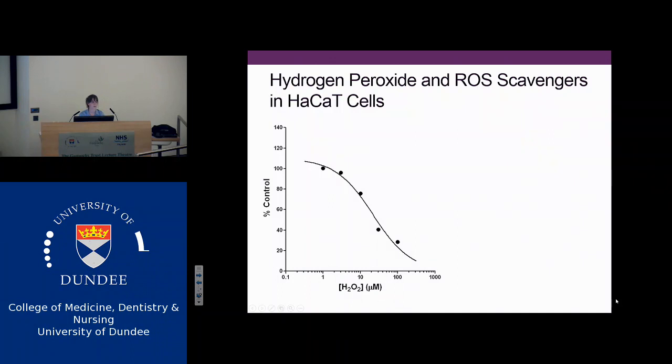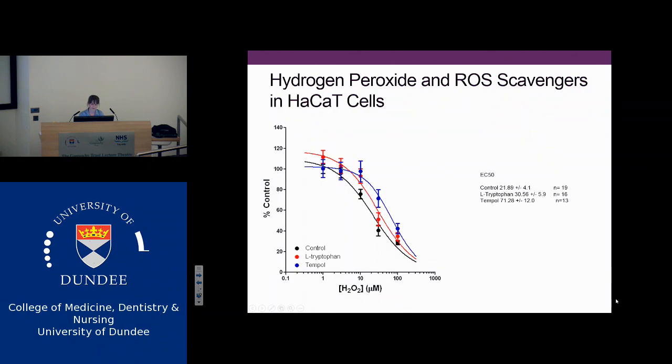So we're interested in what happens when you apply reactive oxygen species scavengers to the mix. We can see that L-tryptophan, which is the singlet oxygen scavenger, does not have a significantly different effect on the control cells. However, another type of reactive oxygen species scavenger, Tempol, which is a superoxide scavenger, has a significantly increased difference. We know from previous studies that singlet oxygen is more implicated in the production of the pain, so we went on to examine a better way of examining specifically singlet oxygen.